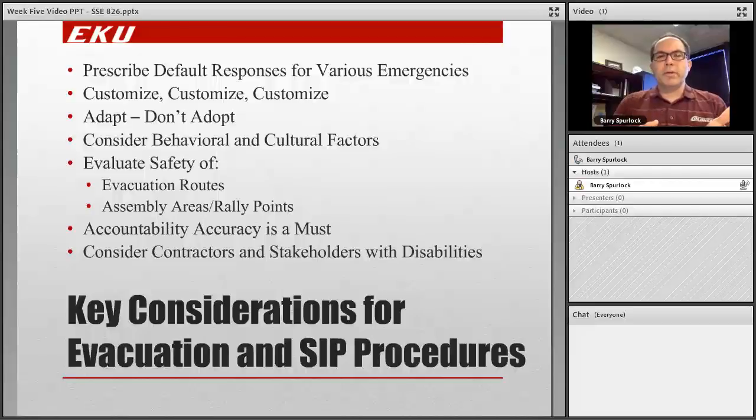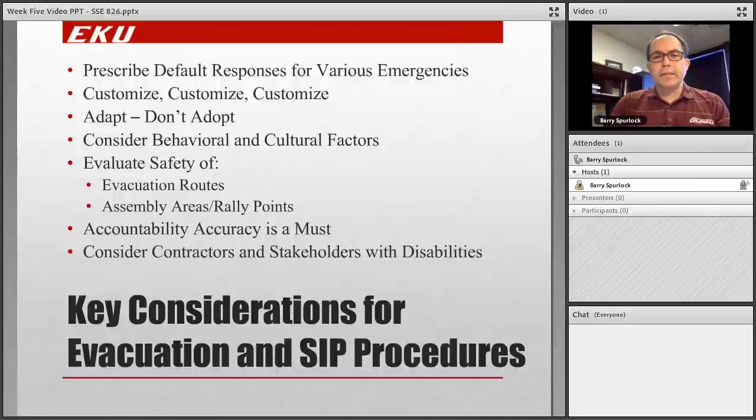So once we prescribe a default response, everybody knows what to do. If it's fire, we evacuate and we follow our standard evacuation procedure. I hope that makes sense, and I think that will go a long way in helping your plan if you have very consistent, refined evacuation or shelter-in-place procedures that can be used for the appropriate emergencies.